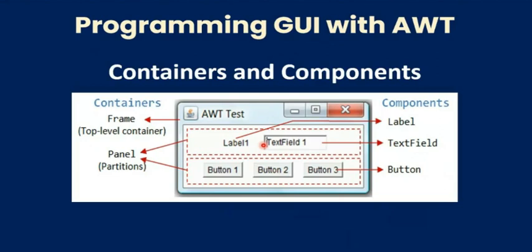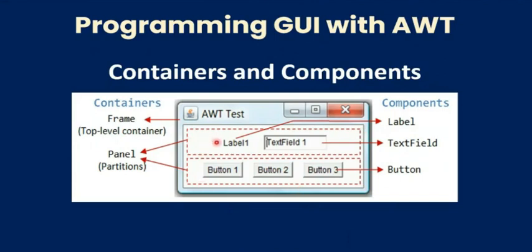Okay? So a frame has a title bar containing an icon, a title, and the minimize, maximize, close buttons. And an optional menu bar. And the content display area. So this is the content display area, the white part.